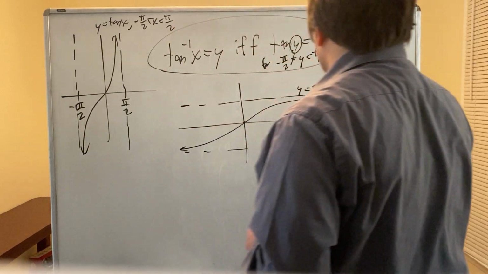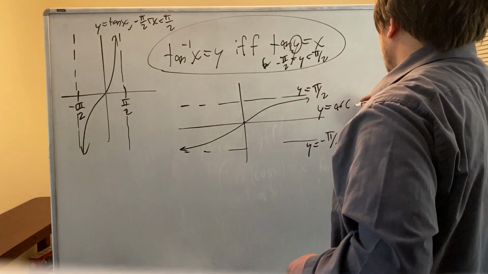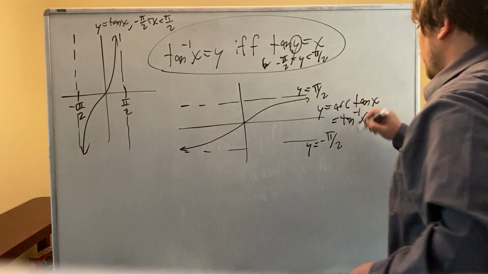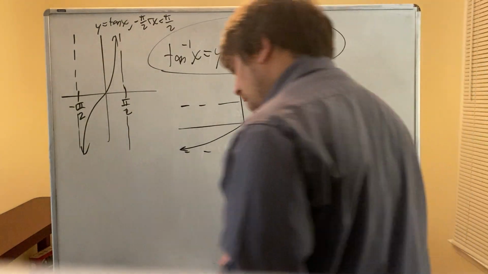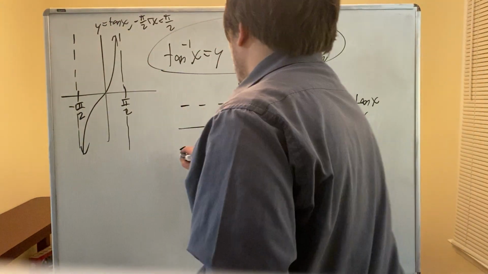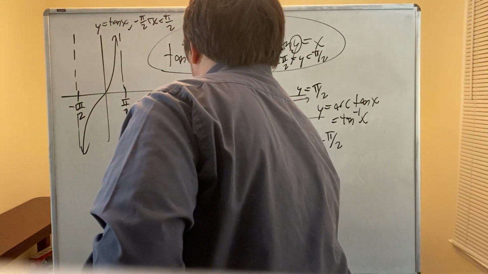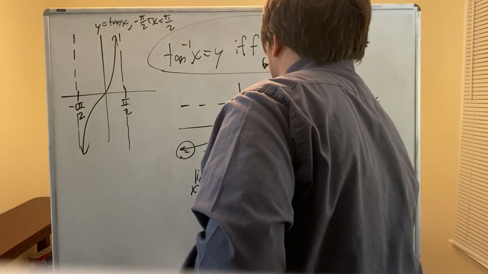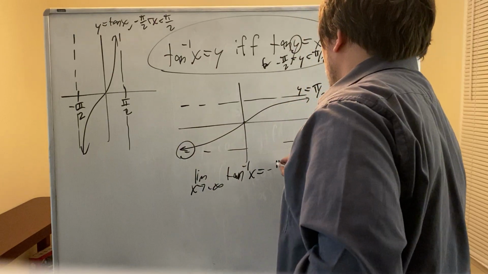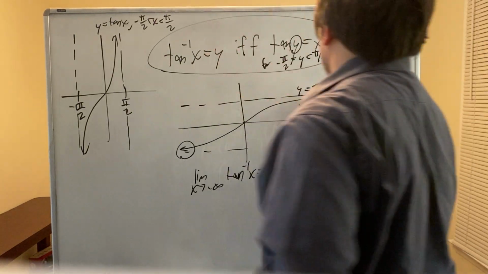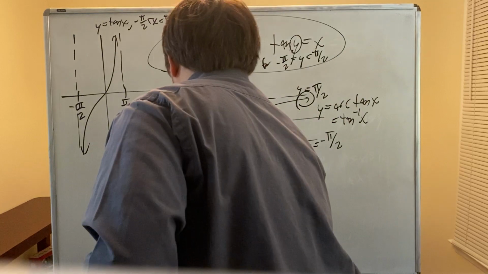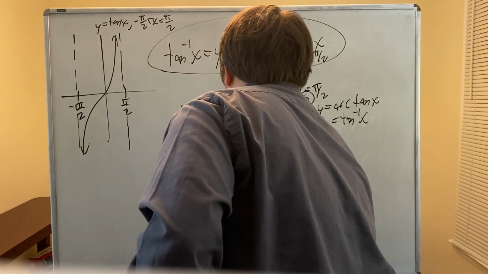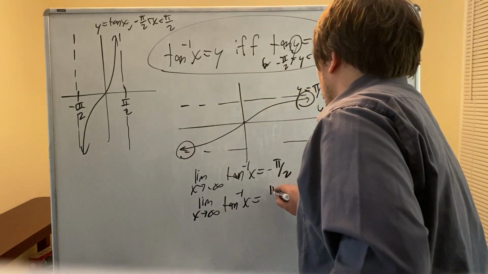Okay, this is the graph of y equals arc tan x, which is the same as tan inverse x, two different ways to say the same thing, the inverse of tan. And what this graph shows you is that the limit as x approaches negative infinity of tan inverse x is equal to negative pi over 2. And this arrow shows you this horizontal asymptote, the limit as x approaches infinity of tan inverse x is equal to positive pi over 2.